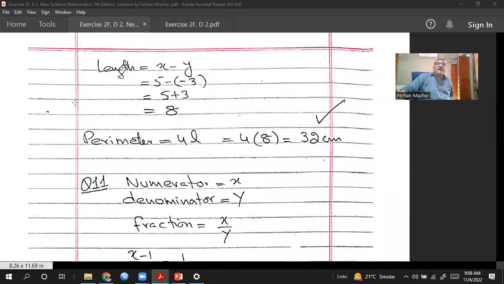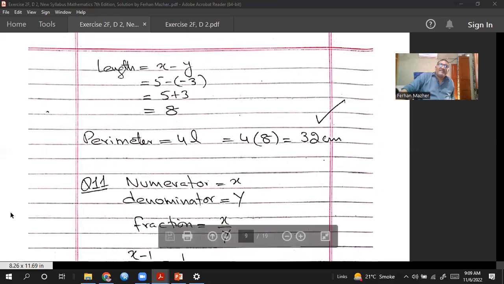Now the length of one side of that rhombus is x minus y. So it will be 5 minus minus 3, and that will be 5 plus 3, which equals 8. So the length of the rhombus side is 8. So the perimeter of the rhombus is 4L. For the four sides, you add the four sides. So 4 into 8, and that will be 32. So the perimeter of this rhombus is 32.